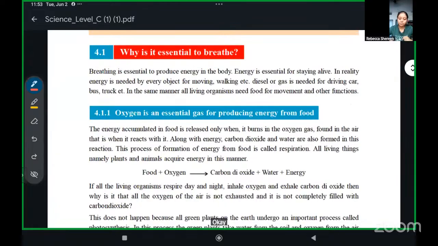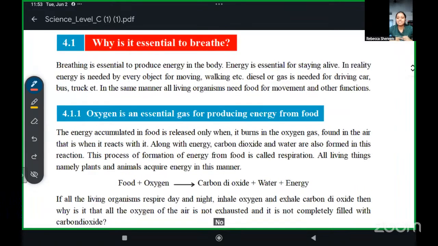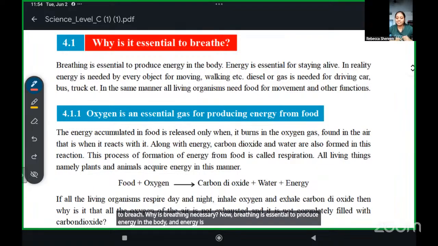Okay. Now, why is it essential to breathe? Why is breathing necessary? Breathing is essential to produce energy in the body, and energy is essential to stay alive. In reality, energy is needed by every object for moving, walking, etc. Diesel or gas is needed for driving the car, bus, truck, etc. In the same manner, all living organisms need food for movement and other functions.